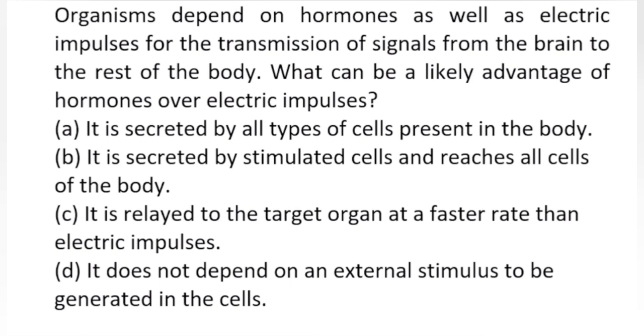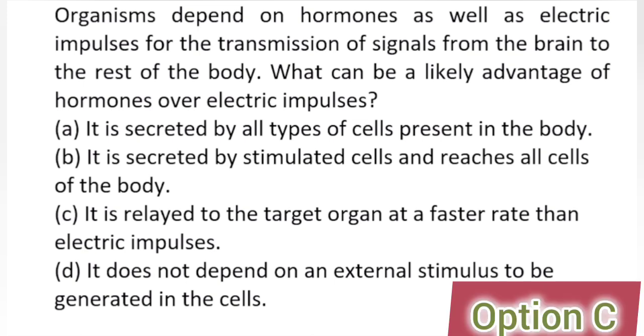Organisms depend on hormones as well as electric impulses for the transmission of signals from the brain to the rest of the body. What can be a likely advantage of hormones over electrical impulses? So, we have a question on limitations of electrical impulses that we discussed in the last video. So, please visit that and learn that answer correctly.